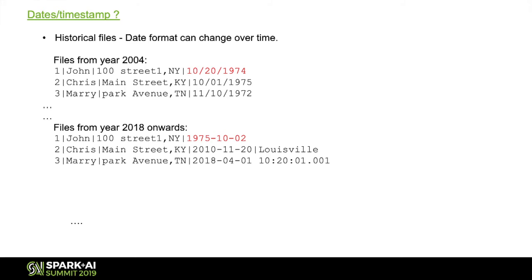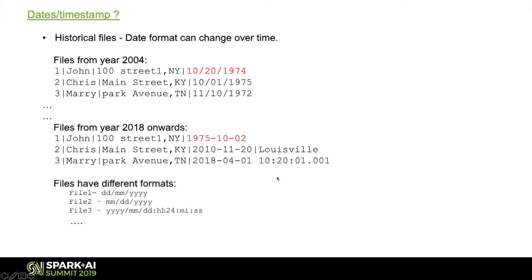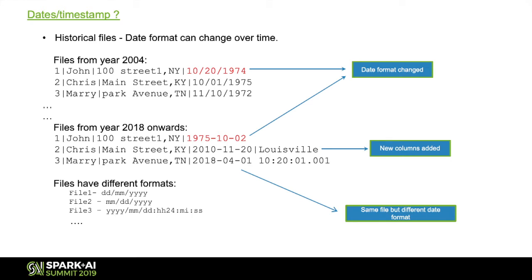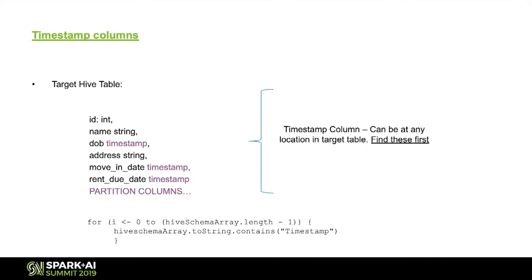So how do we handle a situation like this? The date format changed, a new column was added, same file, but a different date format, okay? To handle this, I'm going back to the target Hive table. This is my target Hive table, and I'm focusing on just the timestamp, how I'm going to handle it. In this example, you have timestamps in 3 places: date of birth, move-in date, and rent due date. And this can be anywhere. Let's say you have a 2,500 column table. It can be anywhere in between, right?